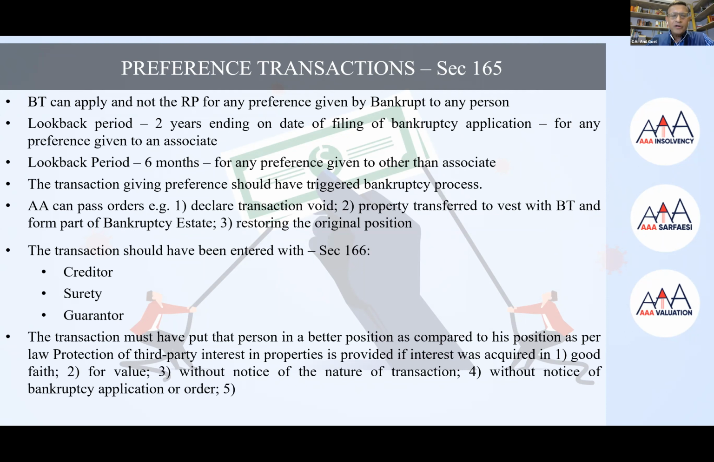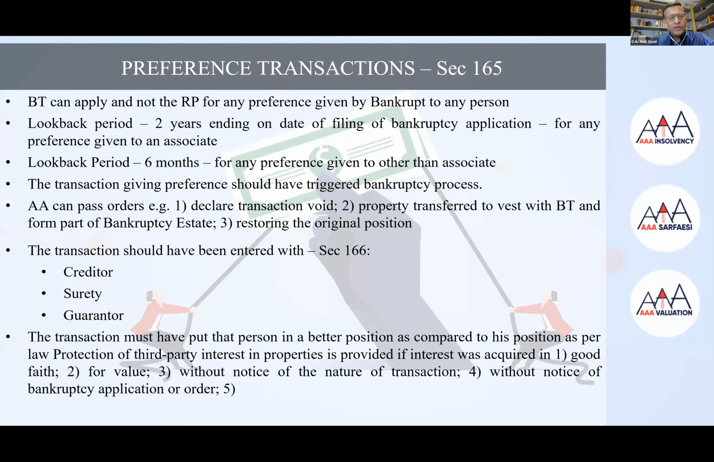However, the kind of orders that are passed is provided in section 165. One option is that the adjudicating authority can declare the transaction void, or the property transferred can even vest back to the BT and form part of the bankruptcy estate, restoring the original position. That is the kind of orders that we can seek from the adjudicating authority.